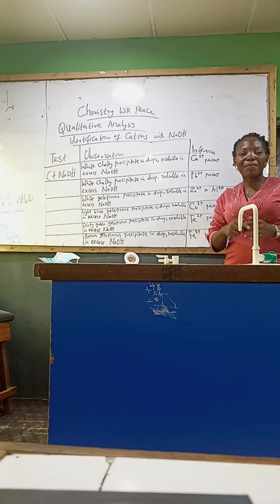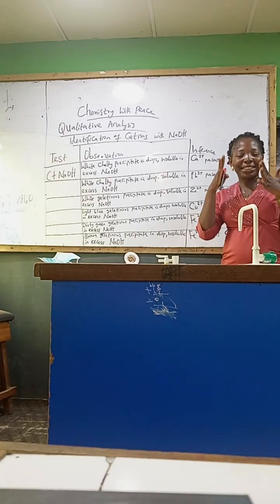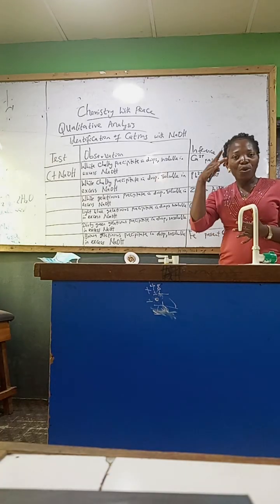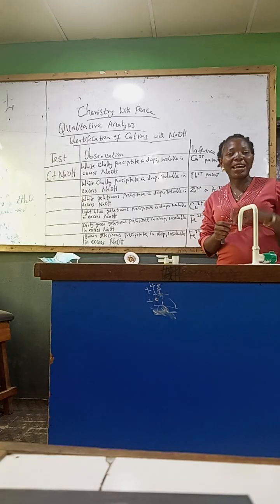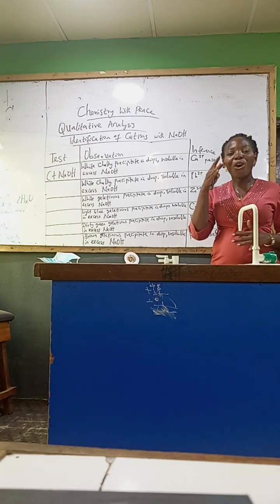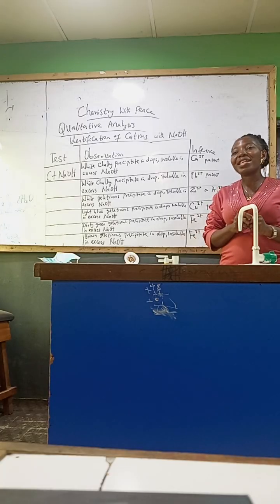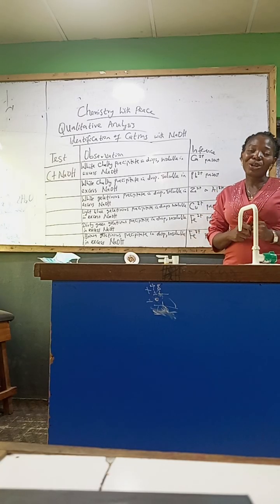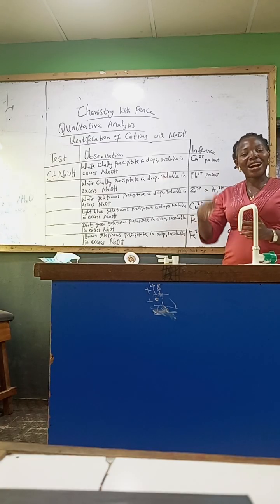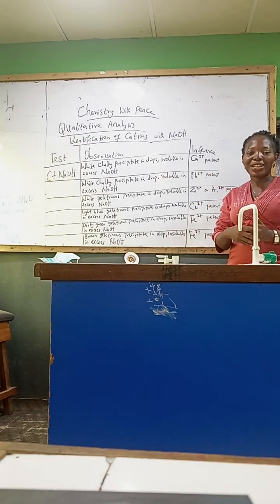But when you now talk about white gelatinous precipitate, white gelatinous, what should come to your mind? Aluminium ion or zinc 2 ion. But when it says white chalky precipitate, what comes to your mind? What should come to your mind is what? Calcium 2 ion or lead 2 ion.